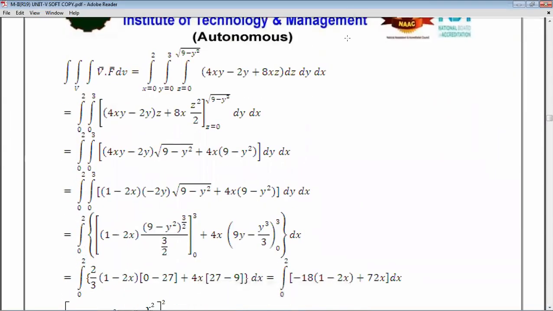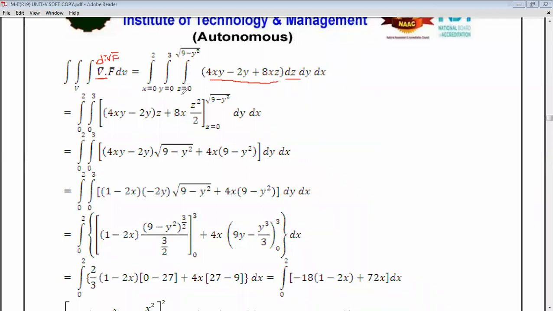See here, only now we calculated. Now let us see here what we chose: divergence. This is not V bar, don't confuse. This is divergence. So divergence F bar dv, what we got is 4xy minus 2y plus 8xz dz dy dx.